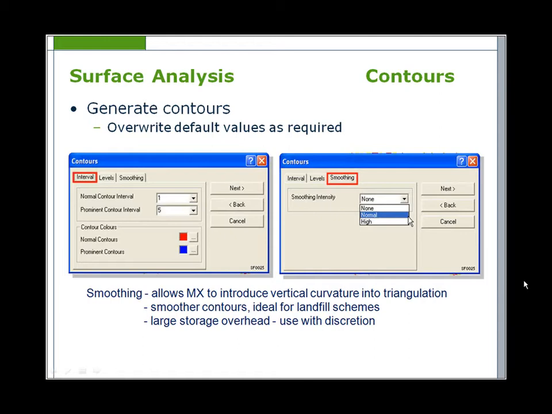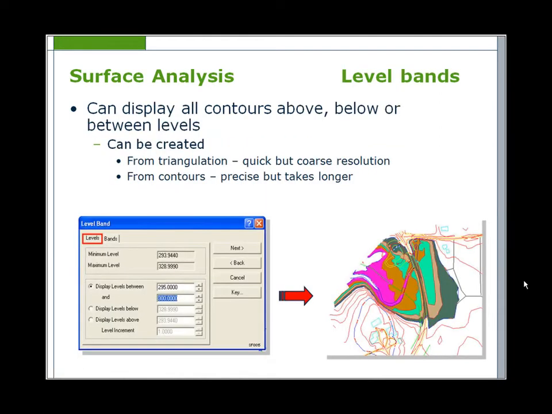The Levels tab will allow you to annotate the contours with the contour level at whatever interval you choose. Smoothing will smooth the contours out by invoking curve fitting into the contours, but this does increase the size of the analysis inside your database, and usually for road schemes we tend not to produce smoother contours, so we tend to leave it on none. When you go next, MX will produce the contours.